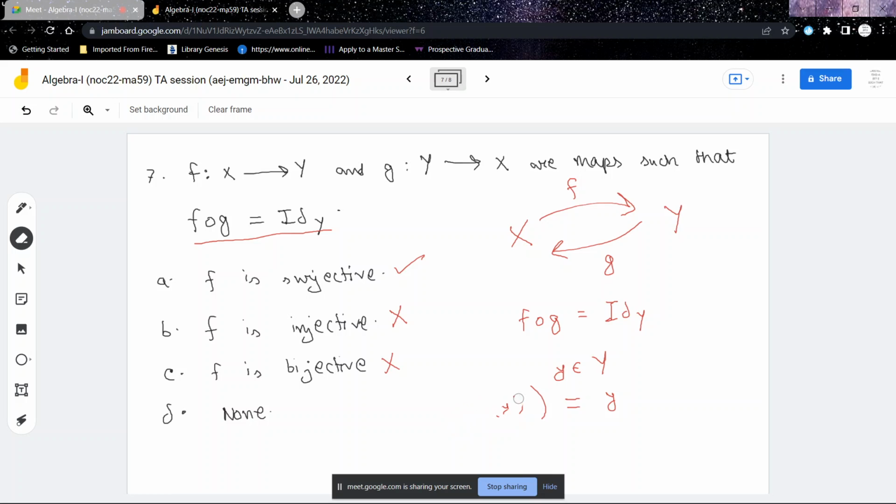erase some part. Okay, this is not what I should be erasing. Let me erase something.